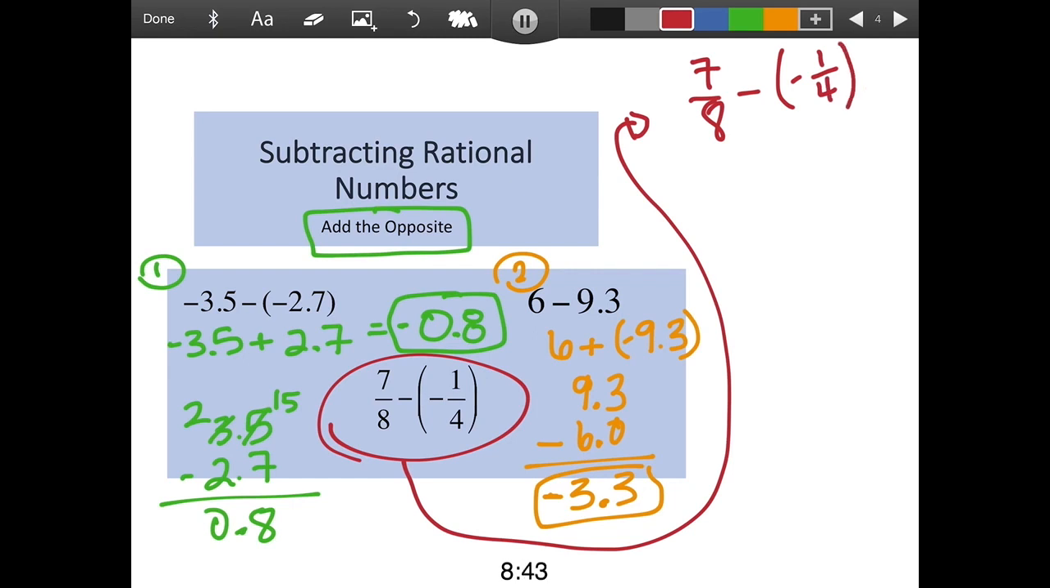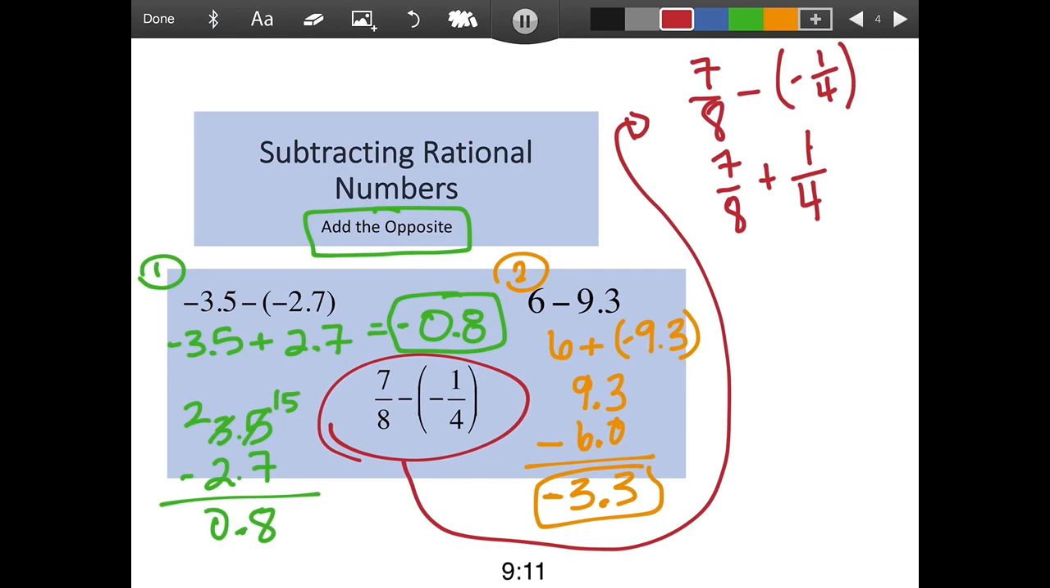And if you remember from working with fractions, we have to make sure that we have a common denominator. But before I do anything, I'm going to yet again apply my rule of add the opposite. So 7/8 plus the opposite of -1/4, which is 1/4. Now there's no negative signs at all, so I can just add these two fractions.